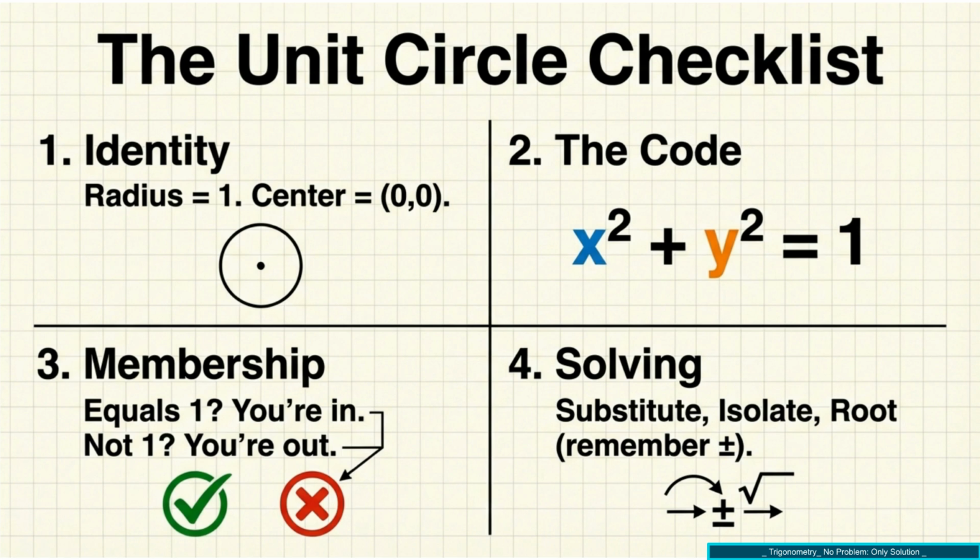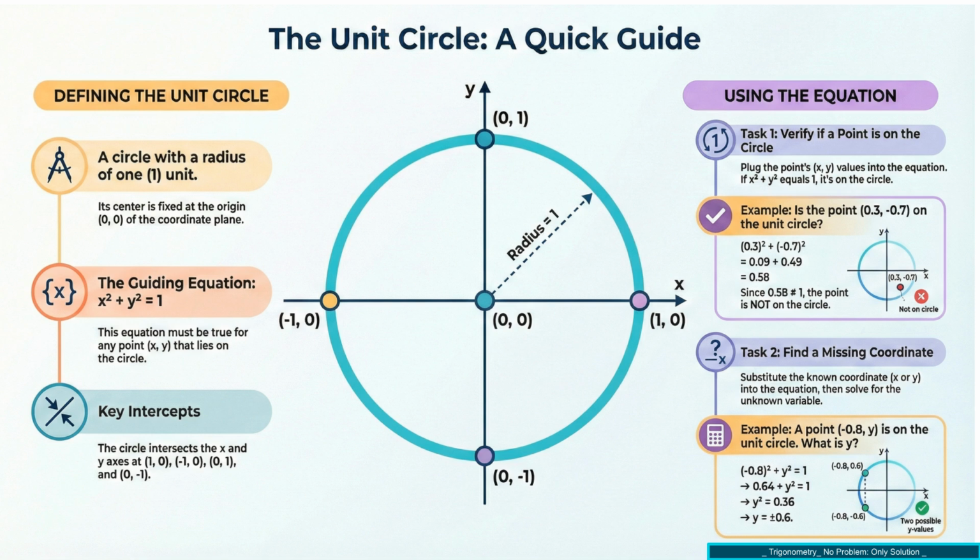In summary, the unit circle has a radius of 1, centered at the origin, with the code x squared plus y squared equals 1. Membership is true if the sum equals 1, and solving involves substitute, isolate, and root, remembering plus or minus. Here is the quick summary of what we covered today. Have a pause and take a shot.